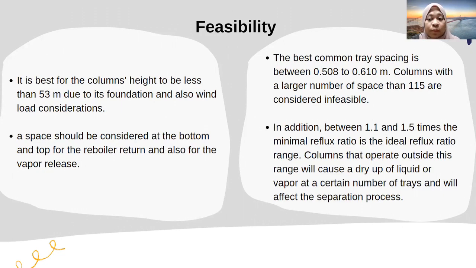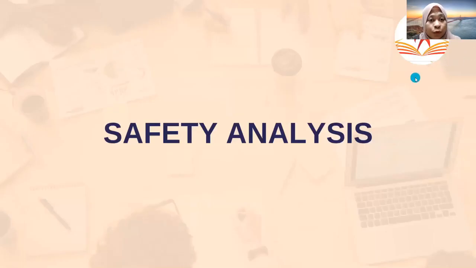In addition, between 1.1 and 1.5 times the minimal reflux ratio is the ideal reflux ratio range. Columns that operate outside this range will cause a dry up of liquid or vapor at a certain number of trays and will affect the separation process. Done with the design of the distillation column, I will pass to my next presenter.